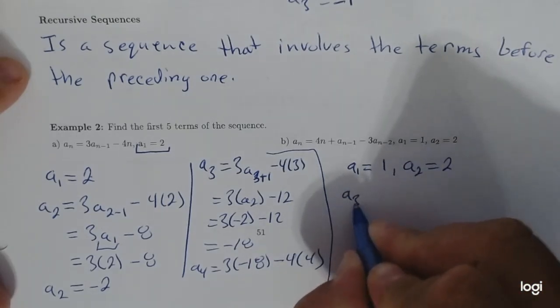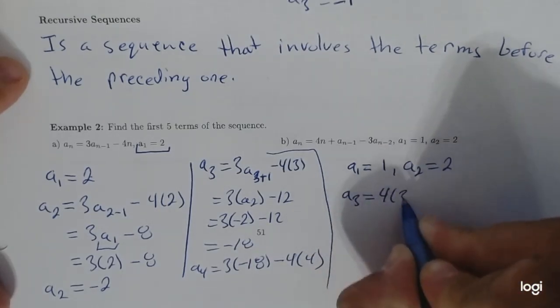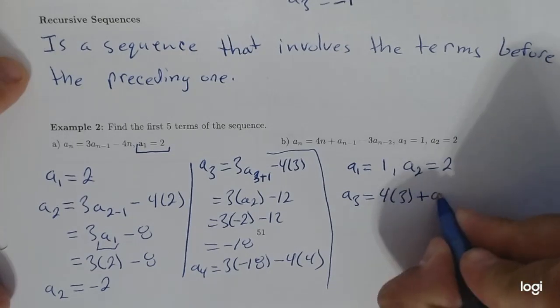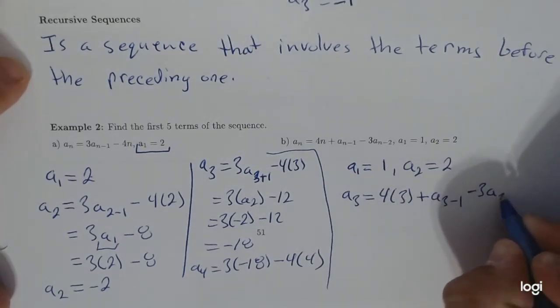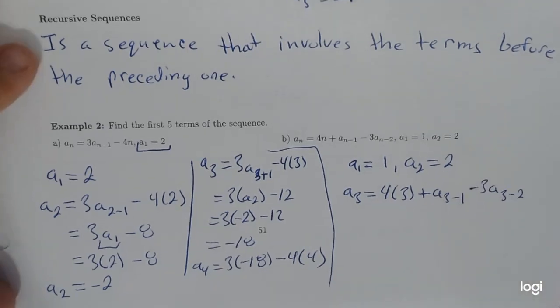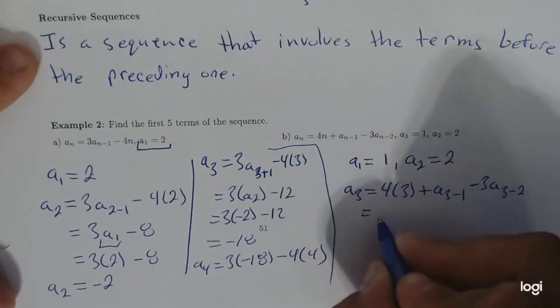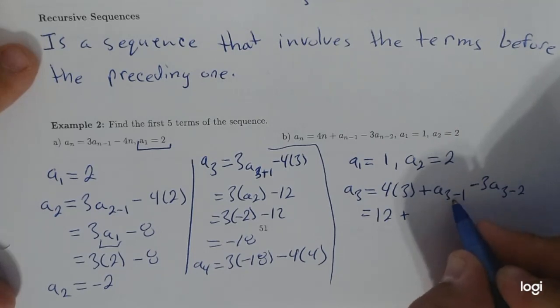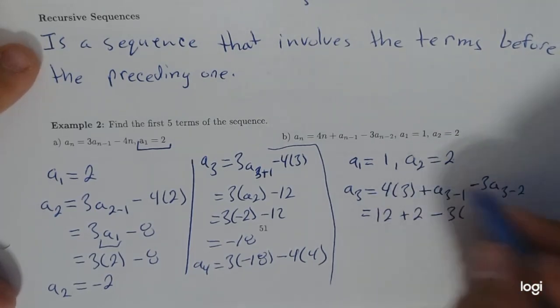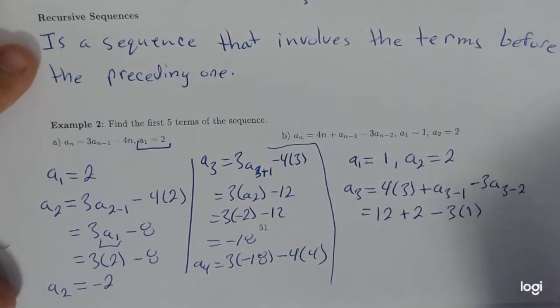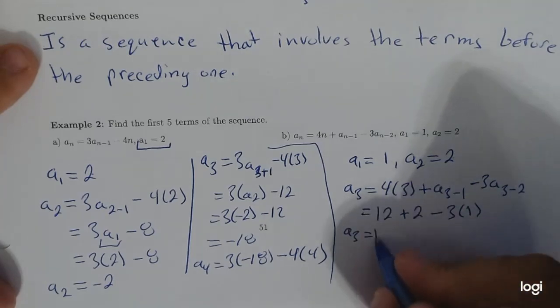So let's try a sub 3. That's going to be 4 times 3 plus a sub (3 minus 1) minus 3 a sub (3 minus 2), right? I'm just plugging it in everywhere I see it. This is 12 plus a sub 2, and a sub 2 was 2, minus 3 a sub 1, which is 1. So a sub 3 is going to be the addition, subtraction, all this. So it's going to be 14 minus 3, which is 11.